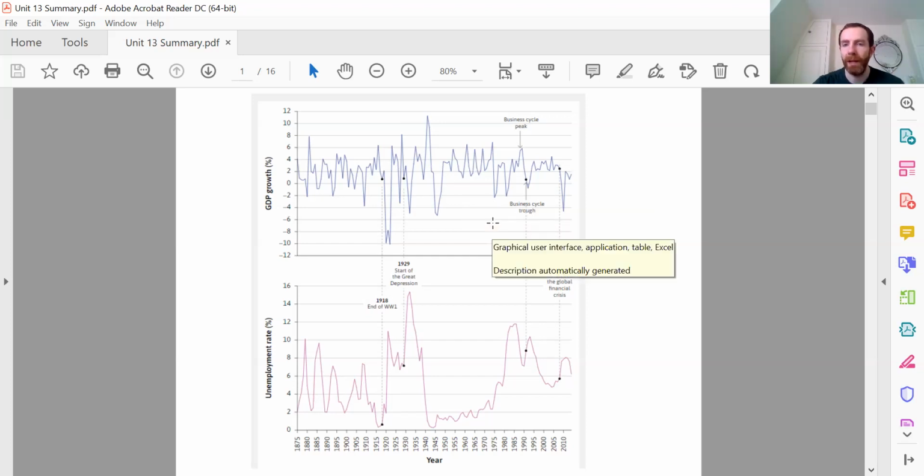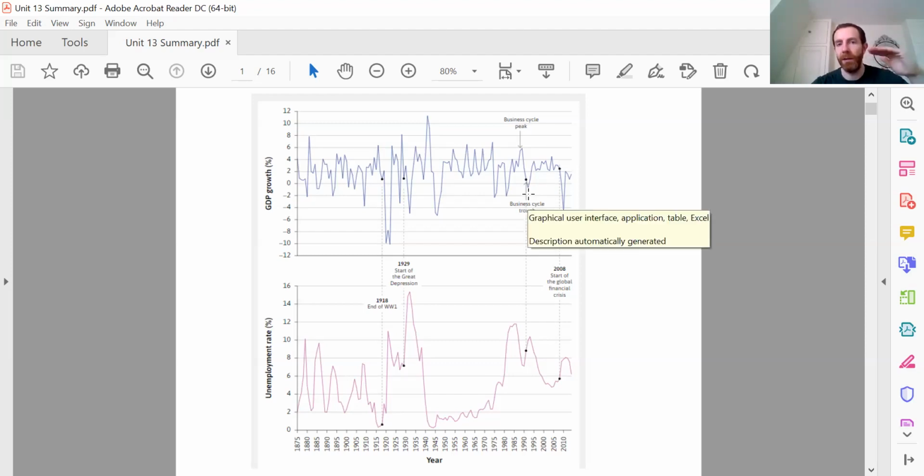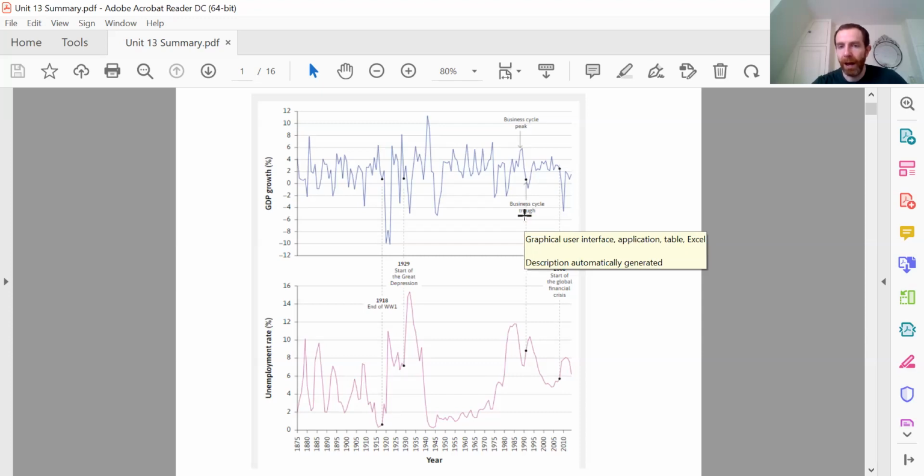And this up and down nature of GDP is what we refer to as the business cycle. You can see labeled here, when GDP growth is positive and at a maximum point, we call that the peak of the business cycle. And then when it falls, we have a trough down here at the bottom, where GDP growth has been decreasing, and then it comes to a bottom, a minimum, and levels out.